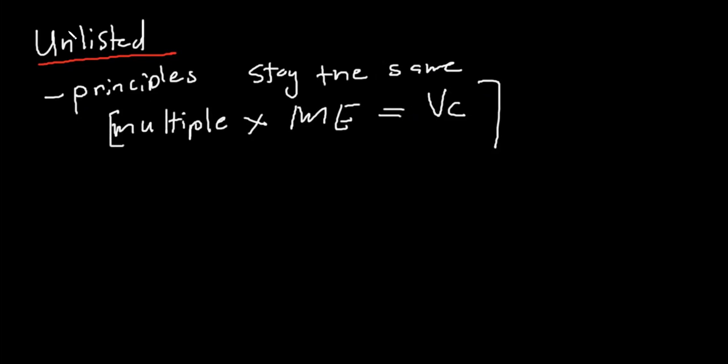The only difference that we start seeing, and you'll recall from earlier on, is that in an unlisted entity environment, instead of using a sector or industry average, we're going to use a comparable entity multiple.